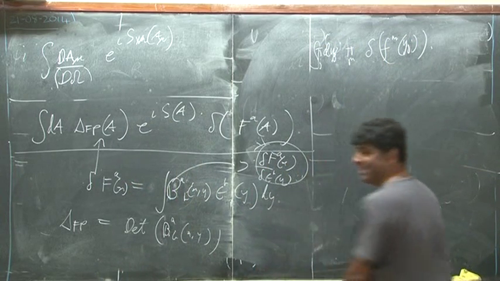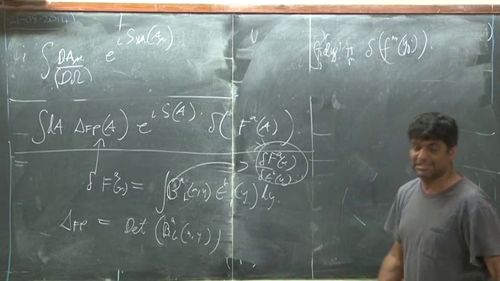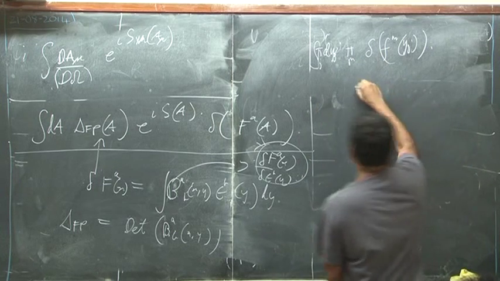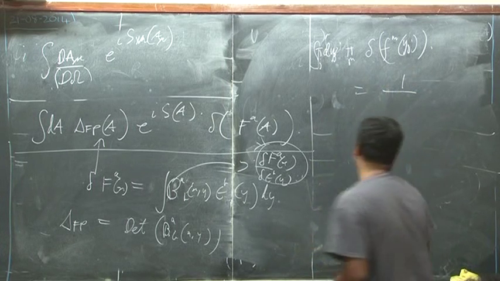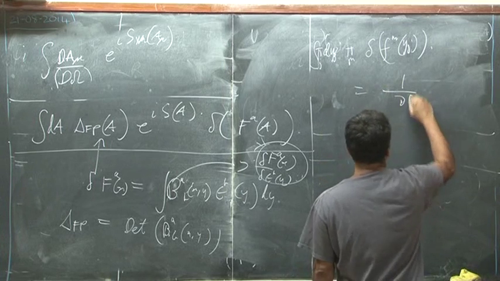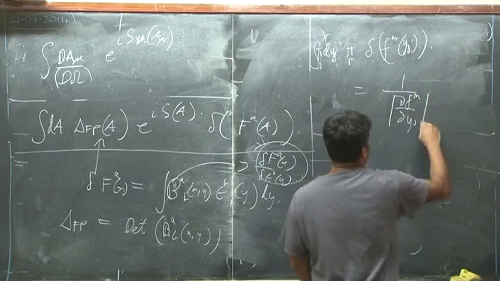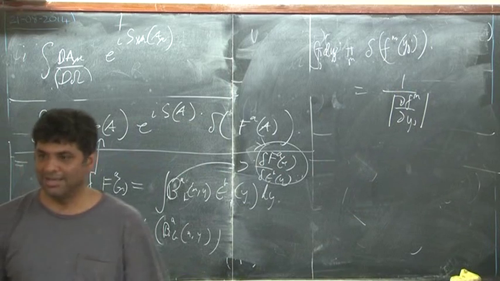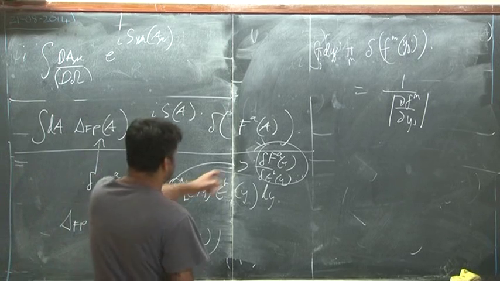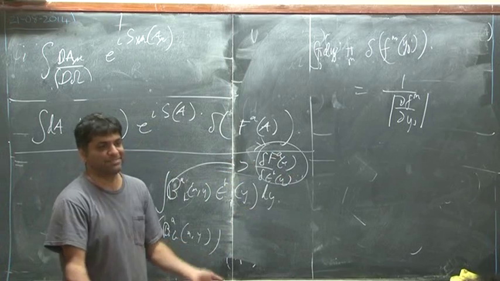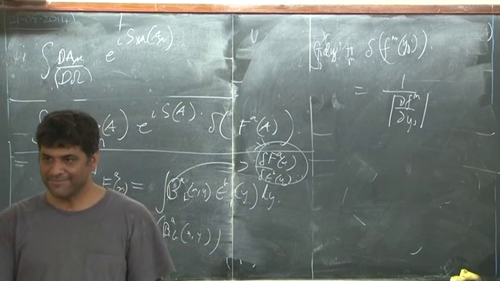Then, the formula for this delta function is the generalization of 1 over f prime, which is that this is equal to 1 over the Jacobian, that is, del F_m by del y_g, 1 over this determinant. This is a formula you can easily derive by, as Mangesh said, changing the variables. I've done exactly the same thing here, except that it's an infinite dimensional space. It's this functional determinant. Okay?